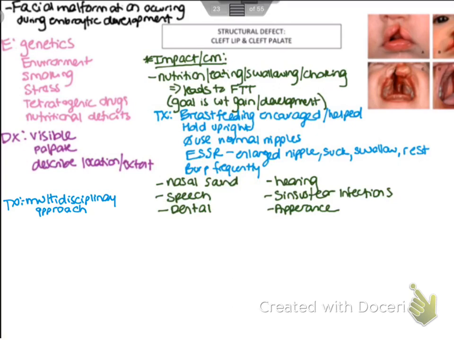So when we treat, it's a multidisciplinary approach. It's not just one thing, because they have so many issues related to this defect. Well, I shouldn't say little. They have to have pediatric surgery. Oftentimes plastic surgery is the one who does the repair. They're going to have speech involved, dental involved, ENT involved. They get to see the whole gamut.